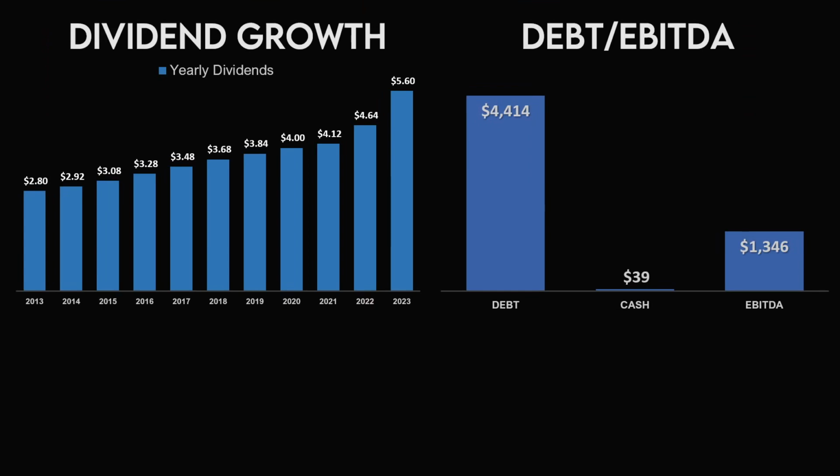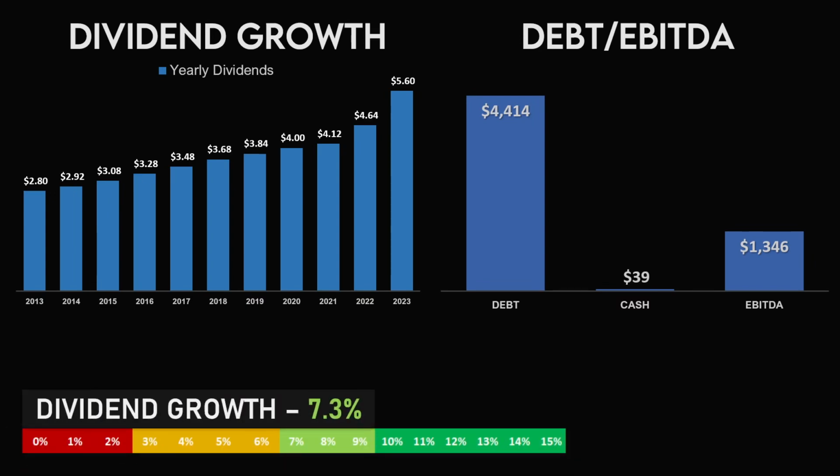The next metrics that we'll be looking at are the dividend growth and debt to EBITDA. The dividends have gone up very nicely over the years, going from $2.80 a share in 2013 to $5.60 a share in 2023. The average growth rate in the dividends during this period has then been sitting at 7.3%, which is once again in the light green part of a scale, indicating yet another 5% deduction in a margin of safety.